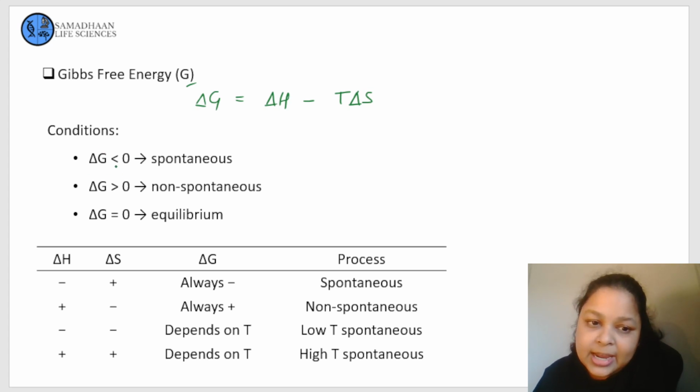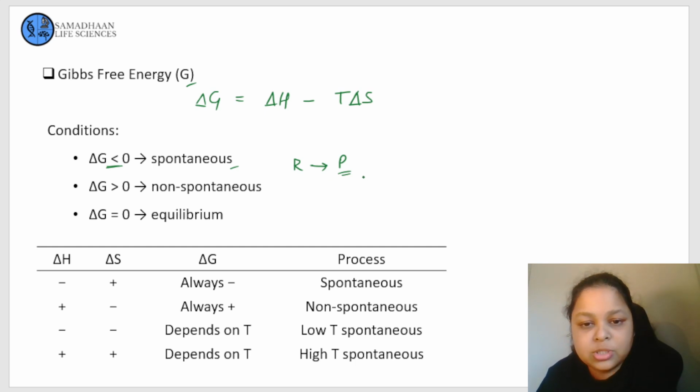If delta G is negative, less than 0, then the process is spontaneous, and if delta G is greater than 0, then the process is non-spontaneous. For example, if we have a reaction where reactant R forms product P and delta G is negative, then this reaction is spontaneous. But if delta G is positive for this reaction, then it is not spontaneous. But the opposite reaction, that means P to R, can be spontaneous under particular conditions like temperature or pressure.